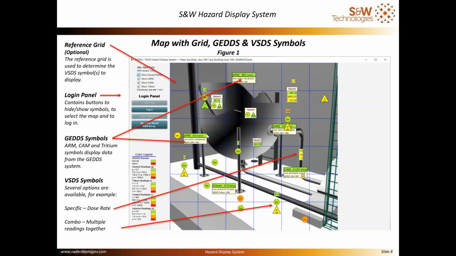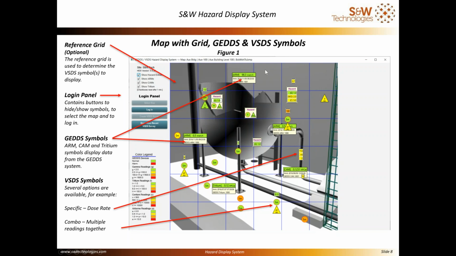So in addition to these area monitors and cams, we have some other symbols here, and you can see these little symbols here, like this SM for smear and this air sample triangle and this little box here for dose rate. These are actually data points coming from the VSDS system from surveys that have been saved into the VSDS database.